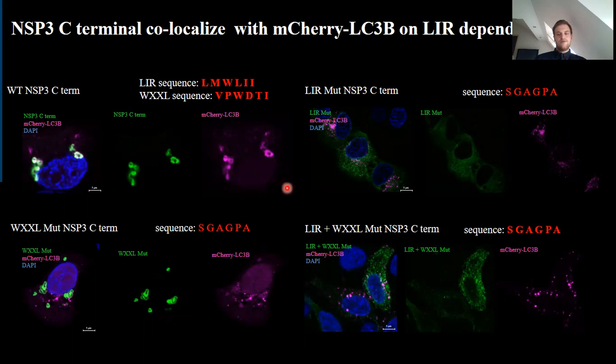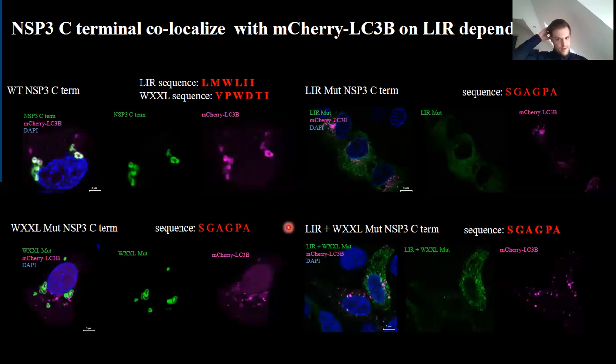But when we mutated the other LIR motif of the NSP3 C-term, the phenotype strongly changed, so there were no membrane rearrangements, and the ring formation did not happen in the double mutants either.